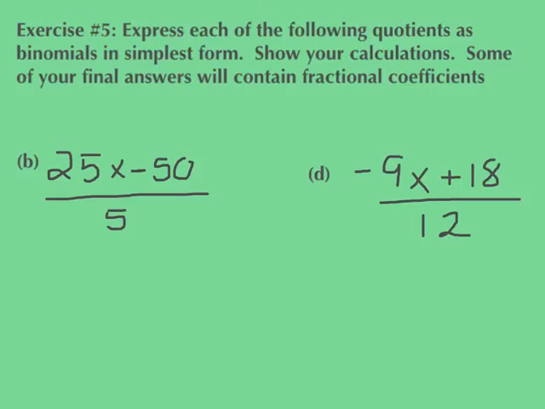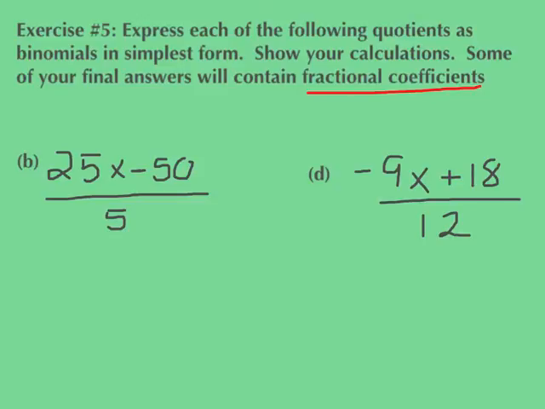Exercise number 5. Express each of the following quotients as binomials in simplest form. Show your calculations. Some of your final answers will contain fractional coefficients. Well, what does fractional coefficients mean? That just means the number out in front of your variable may be a fraction. I'm going to also do B and D in this section, so pay attention and write your answers in these examples in the correct spot.